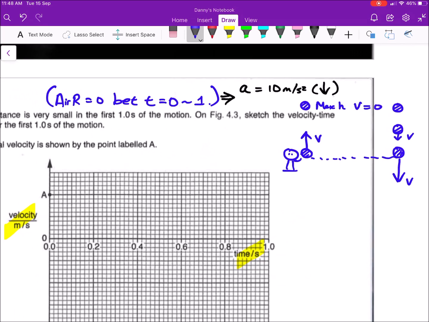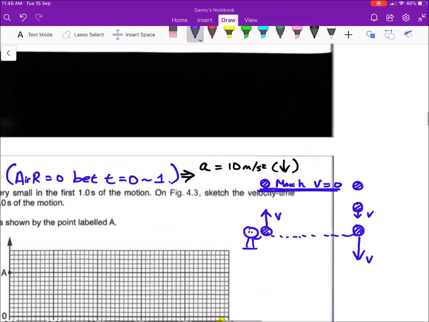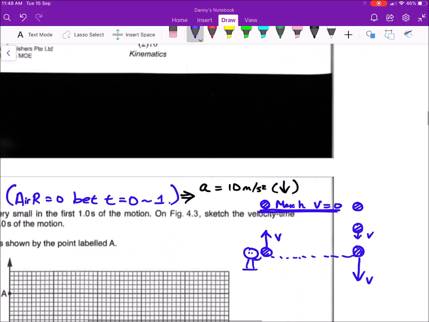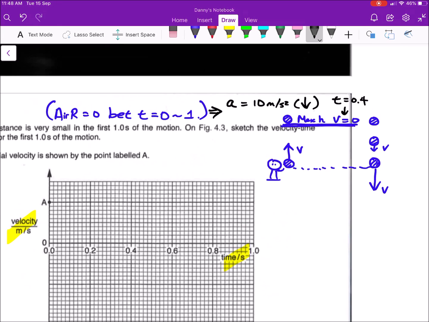So let's see, how do we draw this? When do we reach the maximum height? We need to find out when it reaches the maximum height. We can actually find it here, right? It actually reached the maximum height at 0.4. So now we know that at t equals 0.4, your velocity will be 0. So let's mark that out.